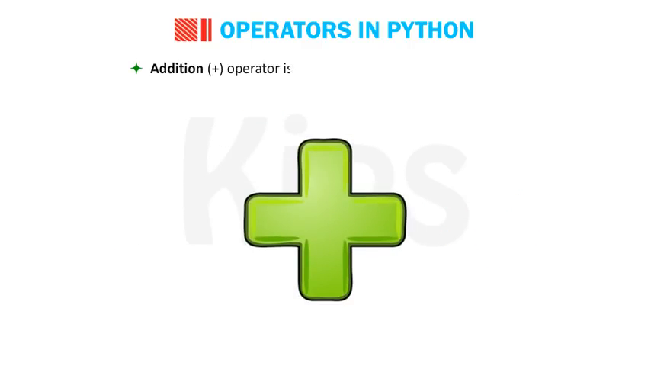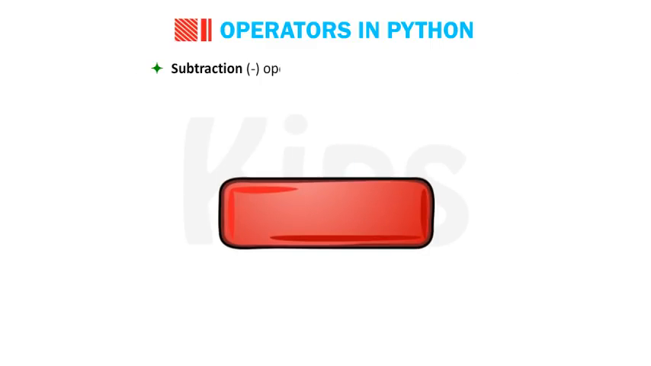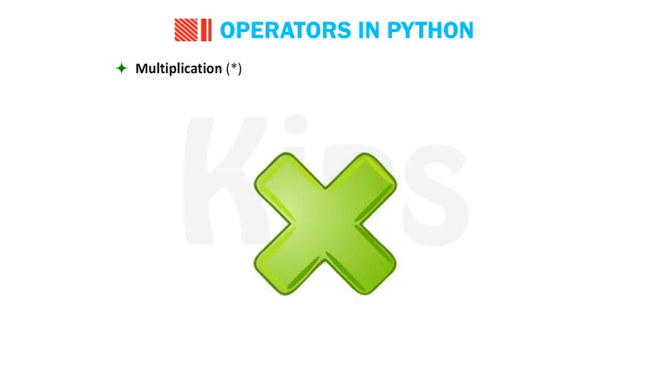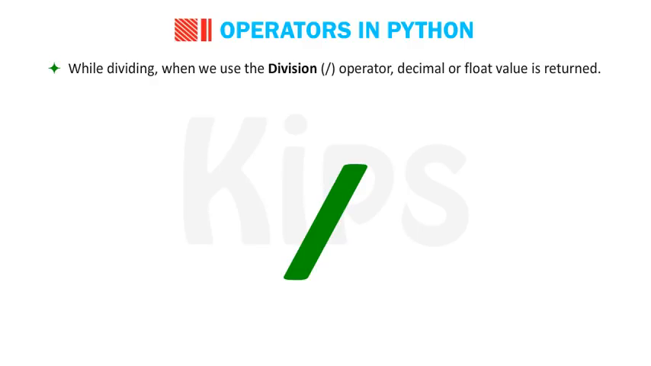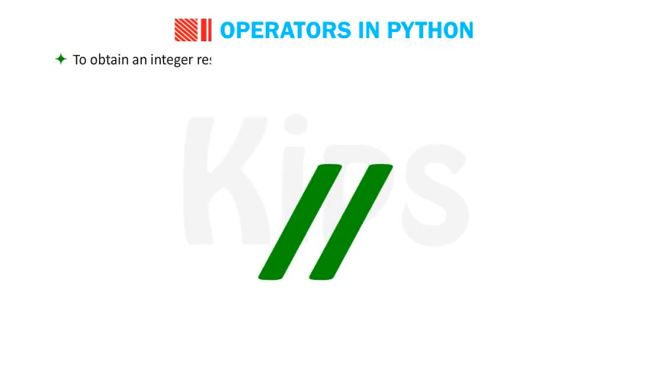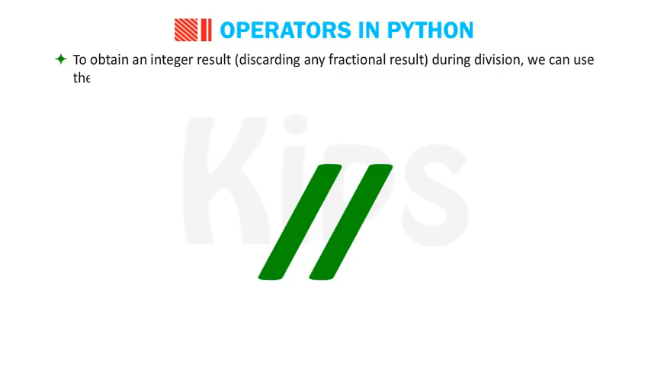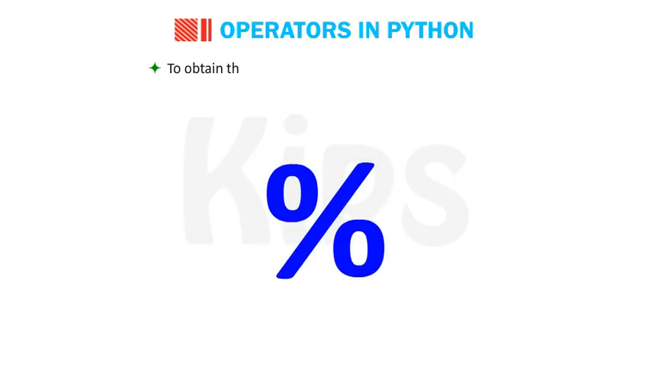Addition. Plus operator is used to return the sum of the values. Subtraction. Minus operator is used to subtract the values. Multiplication. Operator is used to find the product of the data. While dividing, when we use the division operator, a decimal or float value is returned. To obtain an integer result, discarding any fractional result during division, we can use the floor division // operator. To obtain the remainder, the modulus % operator is used.